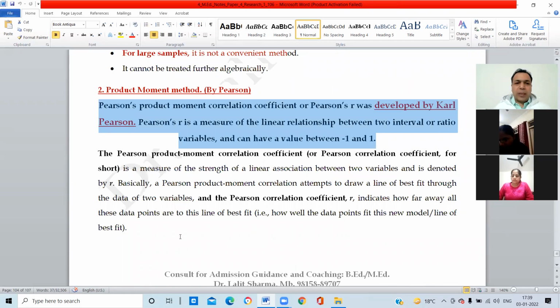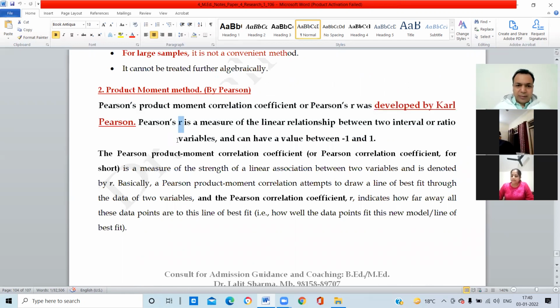So under the product moment method, which was given by Karl Pearson, you have to write, it is a method of finding out the correlation between two variables, right? Pearson has given it the name r. See, this is called r. Pearson's r is the measure of the linear relationship between two interval or ratio variables and can have a value between -1 to 1. And its range is -1 to 1, right?